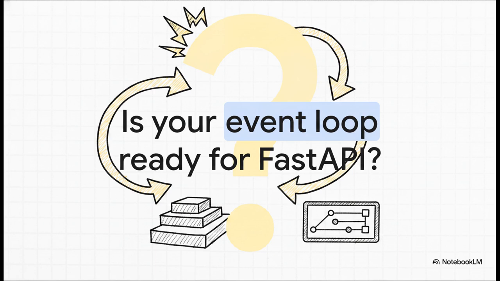Is your event loop ready for FastAPI? Tomorrow's content in the blueprint moves straight into the framework, utilizing Pydantic for strict data typing and building out actual API routes. But you're only going to succeed there if you've respected the golden rule we learned today. So take the time, simulate those 3 concurrent fetches, and make sure your foundation is rock solid.